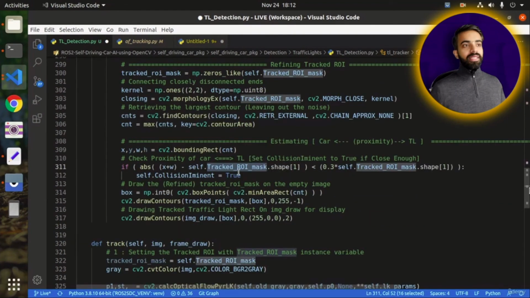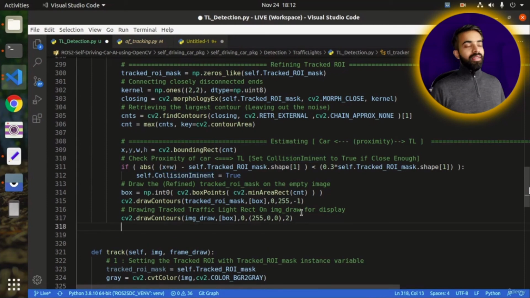That is done by simply checking a few conditions. When the proximity is less than the desired threshold, we can simply set collision imminent to true, which means that the car is very close to the traffic light. So collision imminent means that the car is about to collide with the traffic light or about to cross it. Once you've done that, I can simply move on to the next step.